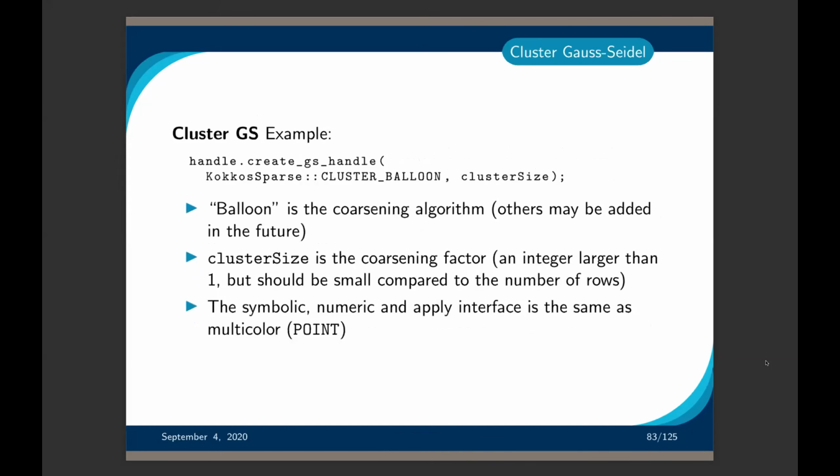So to use this algorithm, it's just creating a different algorithm in the handle. And it's an overload, so it takes the clustering algorithm or coarsening algorithm. Right now there's only cluster balloon, but more will be added in the future. And then the coarsening factor, cluster size. So this is how many vertices will be put into each cluster. And then the rest of the usage is exactly the same as multicolor.